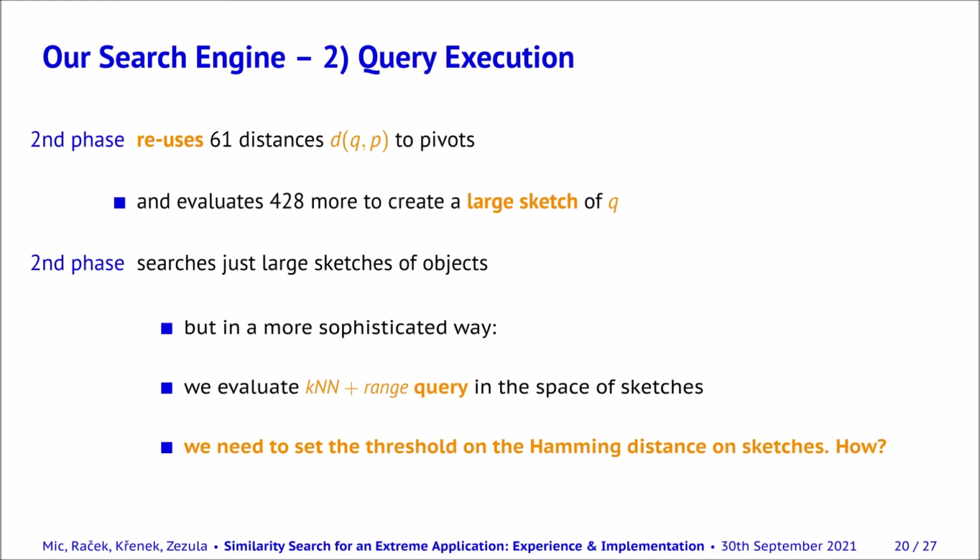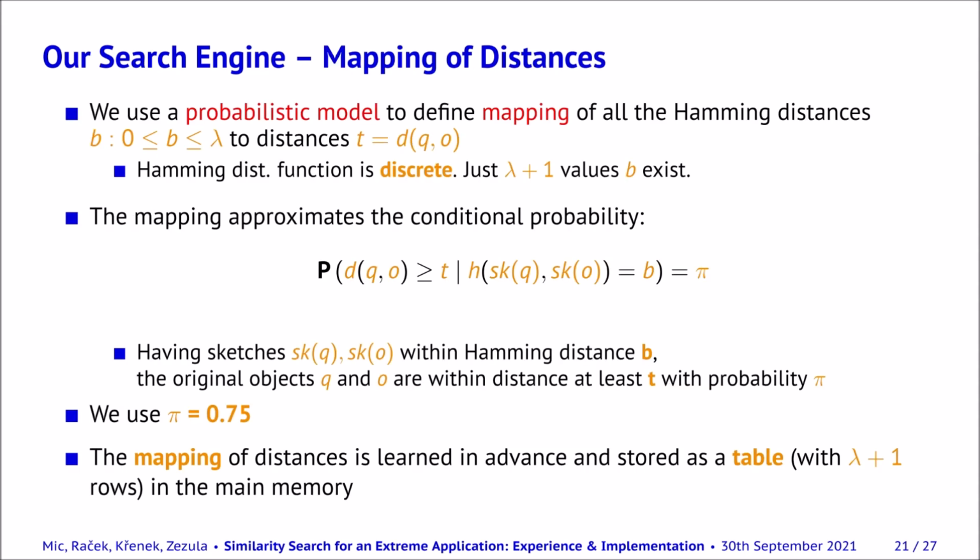However, it uses also the probabilistic model to limit the search radius even in the Hamming space of long sketches. While this is just a small optimization in the case of the second phase, it plays an important role in the third phase. So how do we transform the search radius in the space of protein chains to the radius in the Hamming space? We used the probabilistic model published in our ACM TODS paper to define the mapping of the Hamming distances to the protein chain distances.